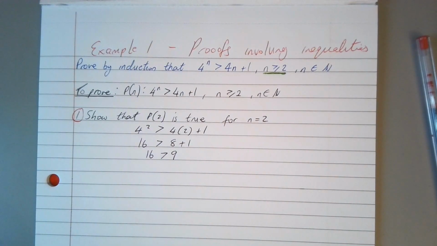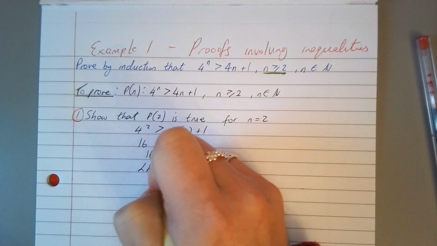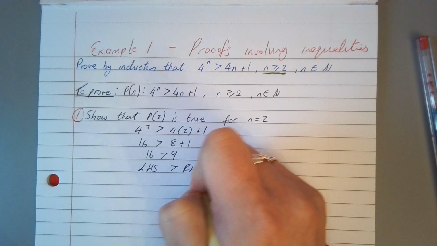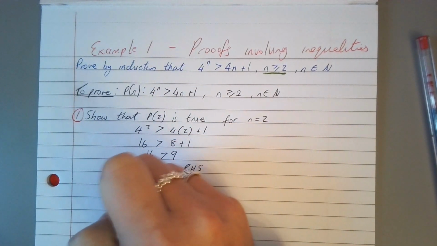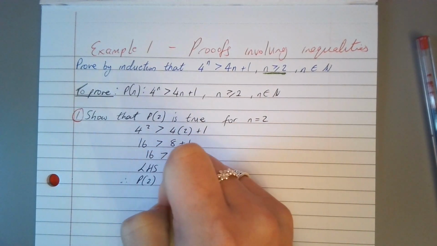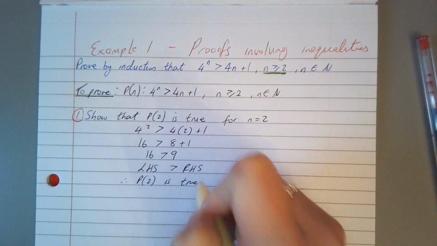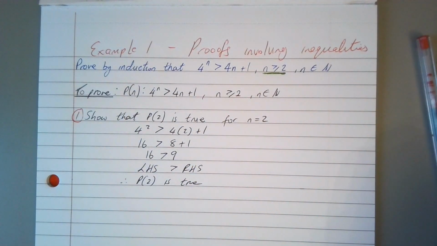Okay, so like before they were equal, but because we're dealing with inequalities, it doesn't matter if they're not the same. What we want is that the left hand side is bigger than the right hand side in this question. So left hand side greater than right hand side, therefore proposition 2 is true. So that's our step 1 there.